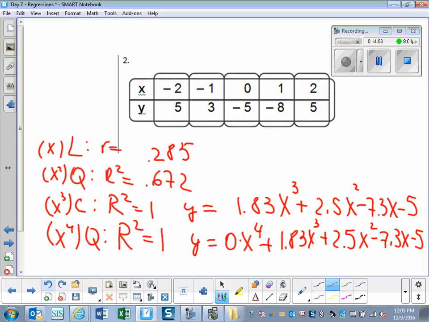Questions? So if the cubic is a perfect fit, then we could say the quartic is a perfect fit, the next one is a perfect fit; it's just that the leading coefficients will all be 0, right? Which reduces our model to the previous one.